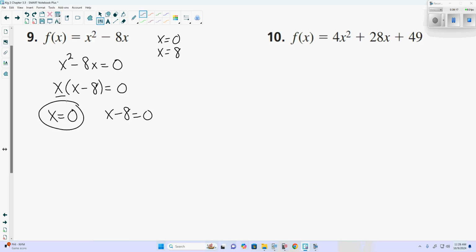Well, this first one, x is by itself already, yes? That one's done. The other one, we need to add 8, telling us x is equal to 8. So that one there, we could have graphed it or factored it. We get to the same location. Questions on this here?